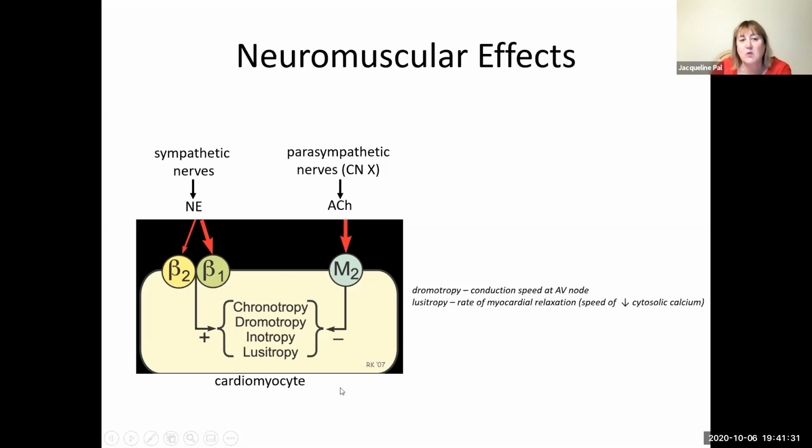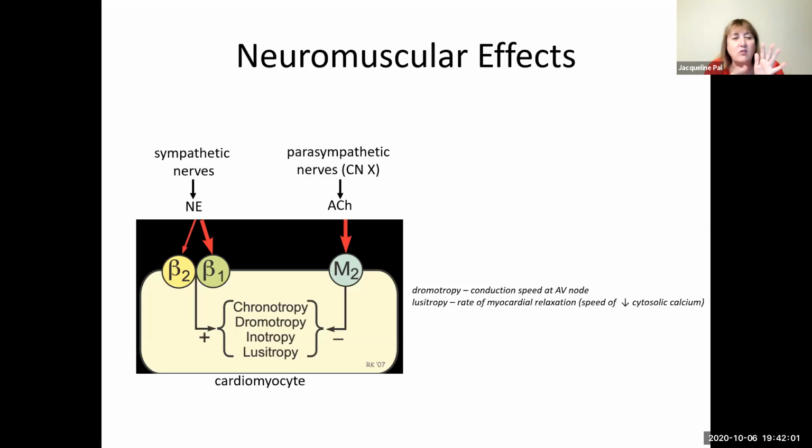So when we look at our nervous effects on cardiac muscle, this is a similar picture to one we showed previously, which had to do with blood vessels, but this one has to do with cardiomyocytes. We have sympathetic nerves, which use norepinephrine as their neurotransmitter. The ones that are important for the heart muscle are the beta 1s and beta 2s. Then we have parasympathetic nerves, which go to the heart through the 10th cranial nerve, and they use acetylcholine as their neurotransmitter, specifically muscarinic type 2 receptors.